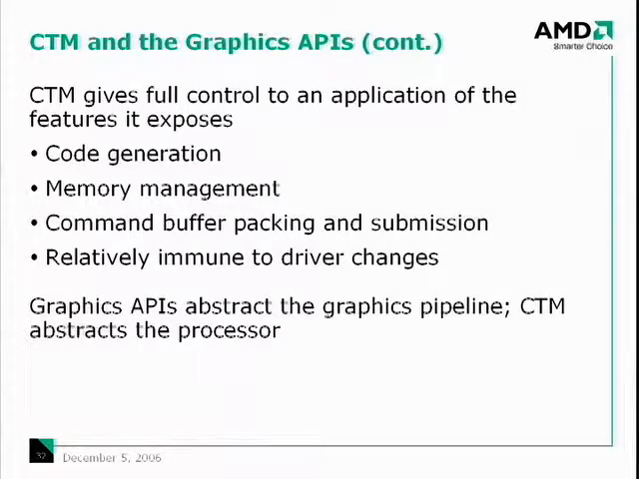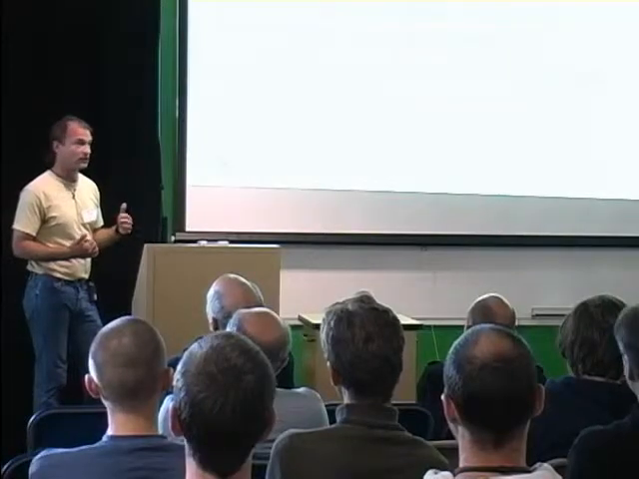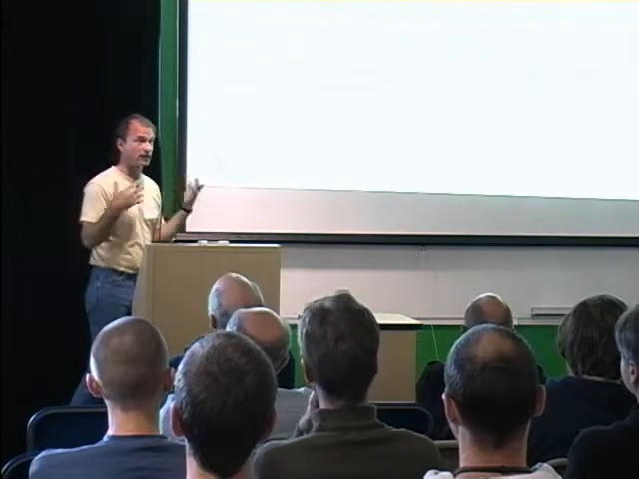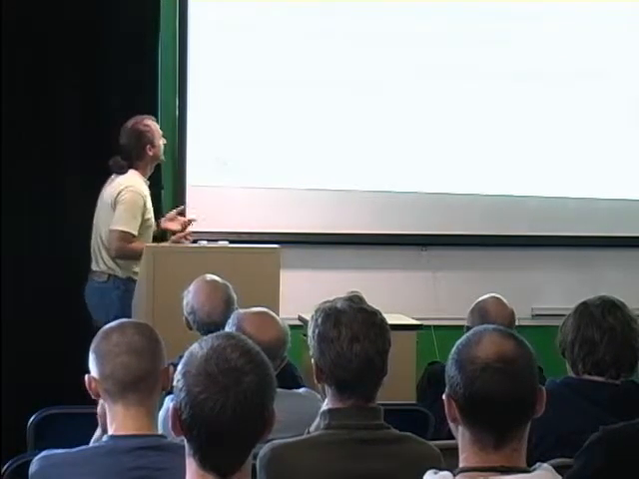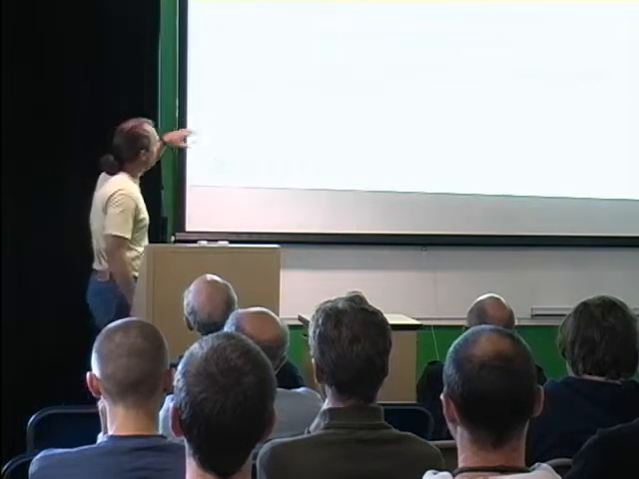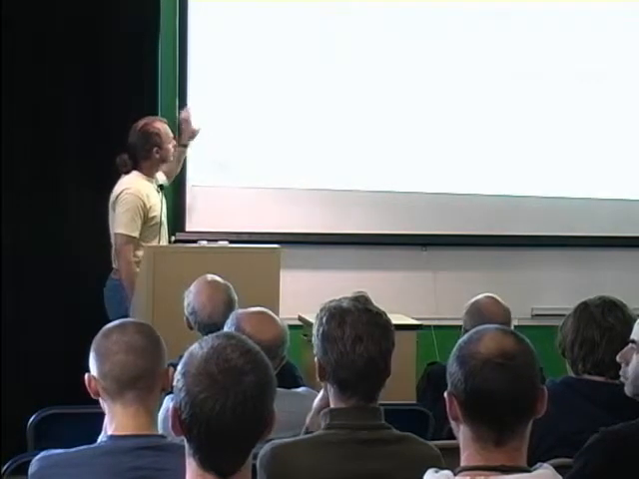Right, so you also have the ability to pack your own command buffers instead of the driver doing that for you. You decide when your program starts. You decide when the right time is to invalidate caches or things like that, rather than some driver thinking it knows what you're doing because it thinks you're doing graphics, deciding that for you. And I think the big point for me about this is that graphics APIs abstract the graphics pipeline, a particular one. With CTM, we try to expose the actual processor or a piece of the processor.